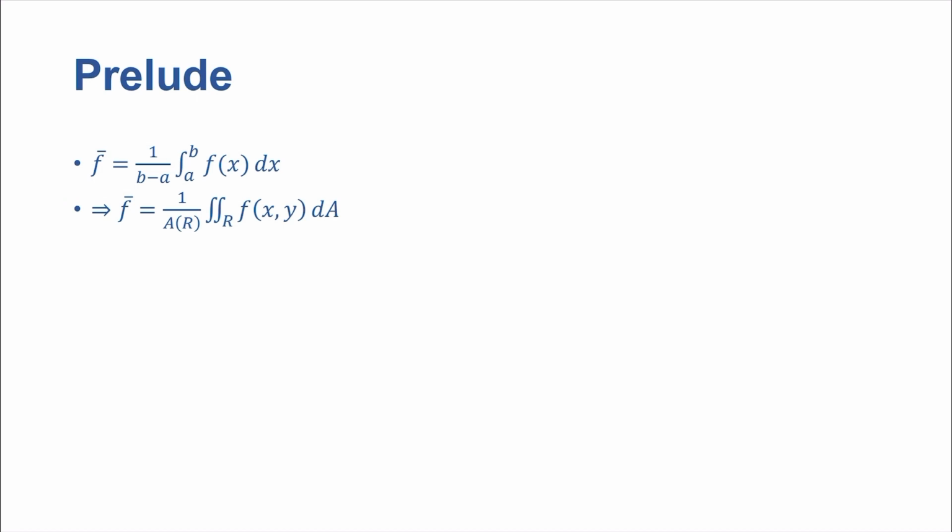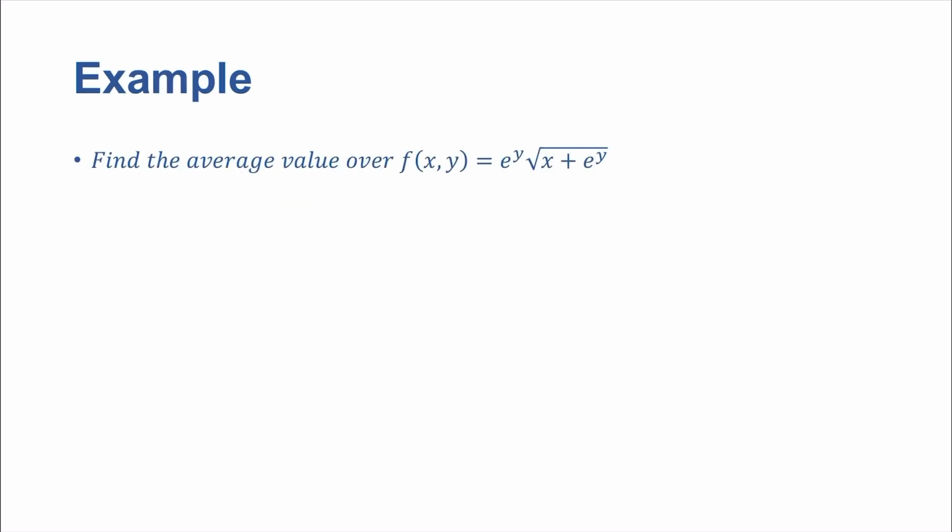So let's try an example here. I would like us to find the average value of f of x, y equals e to the y times the square root of x plus e to the y over the Cartesian product R equals 0, 4 times 0, 1. So now we need to determine our delta A.